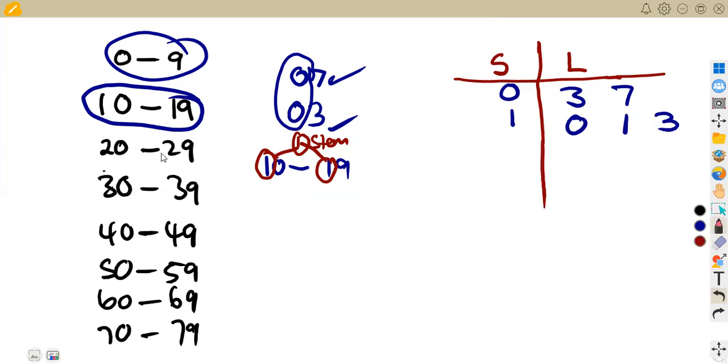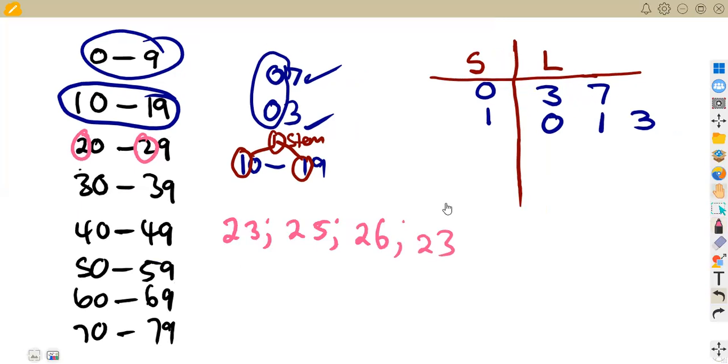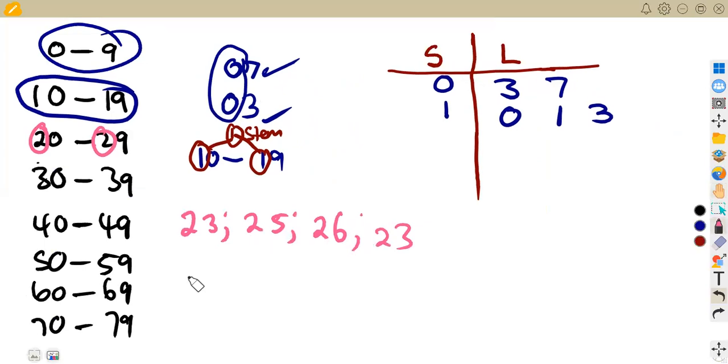Maybe let's talk about numbers that are between 20 and 29. As you can see, from 20 to 29, the stem is going to be what? This 2 here is your stem. So if you have numbers, maybe it's 23, 25, 26, another 23. What you do is rearrange these numbers in their order. So you're going to have 23, followed by this 23, and then 26. Like I said, from 20 to 29, the stem is 2.